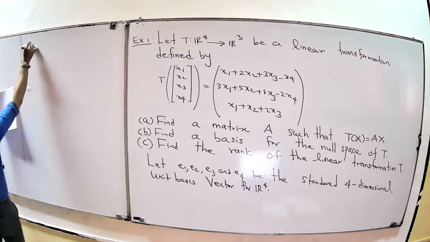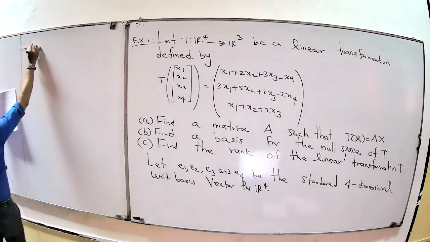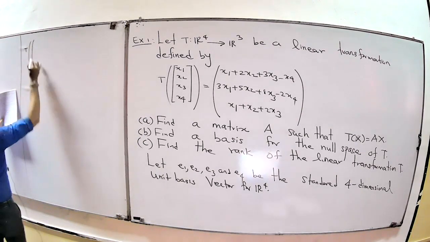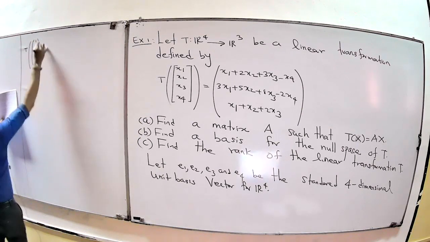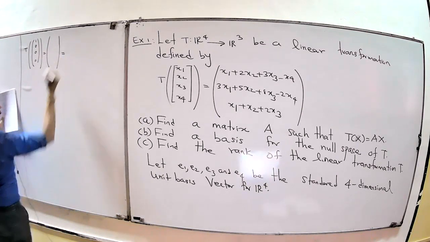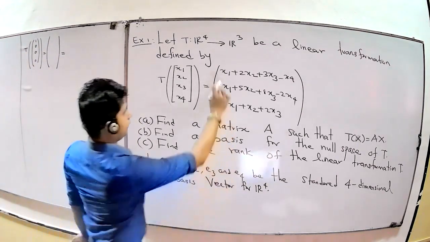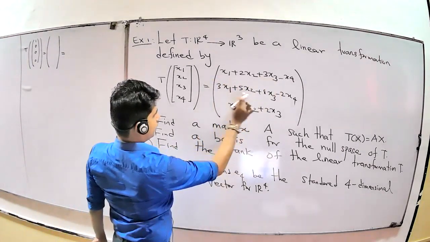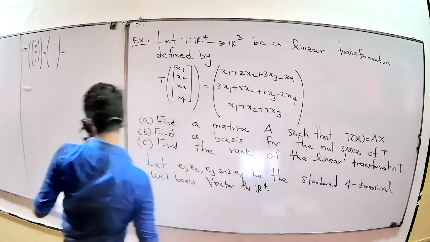First you find this value. First E1, E1 means like this, 1 0 0 0. What is the value of this matrix? Then you can write these values here. Only x1 is 1, others are 0. That means 1 3 1.